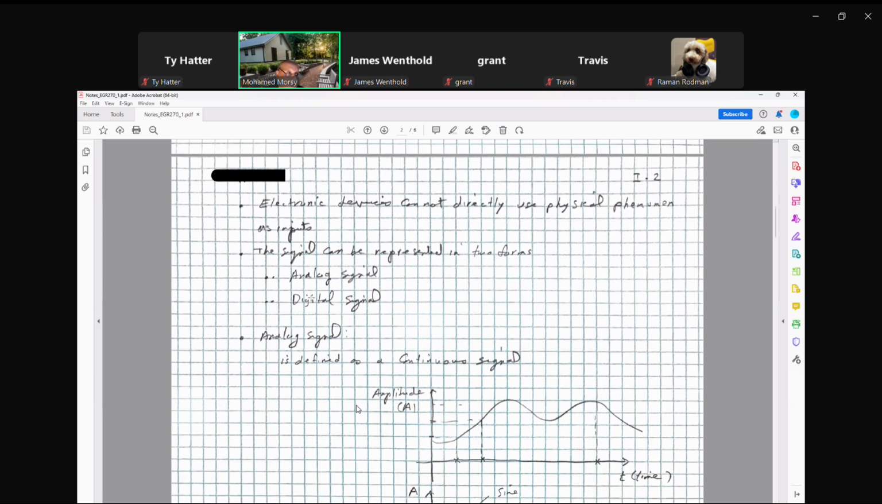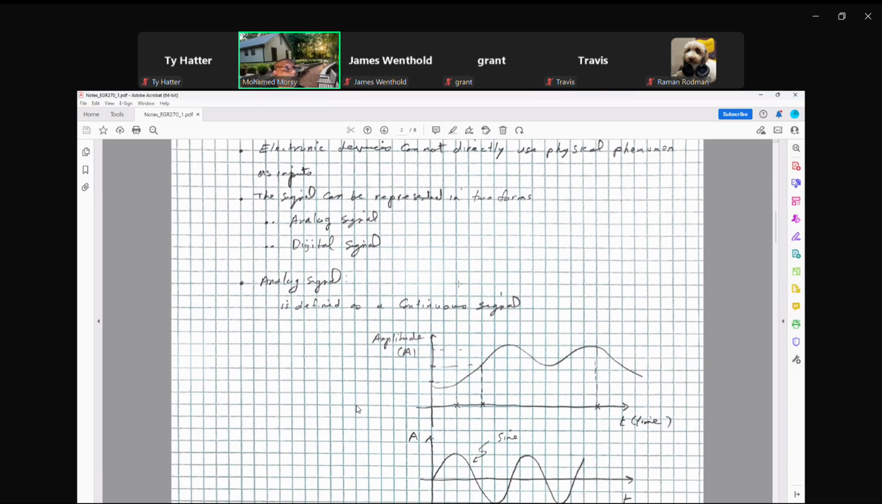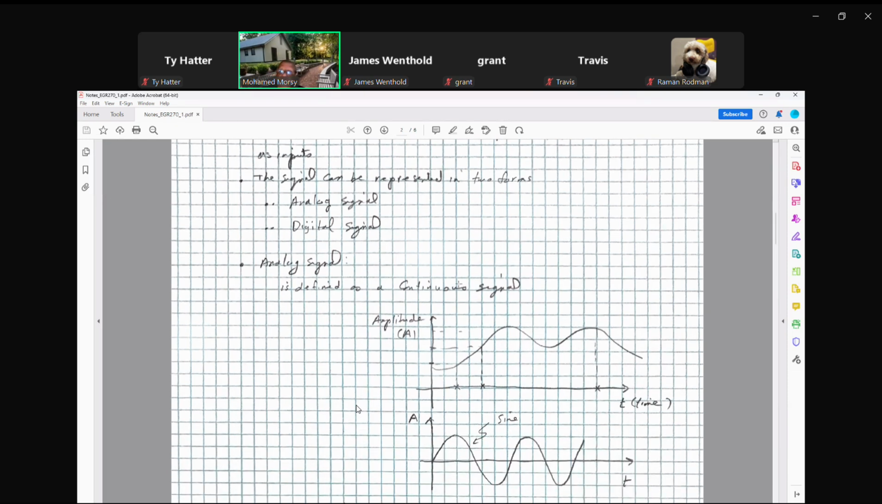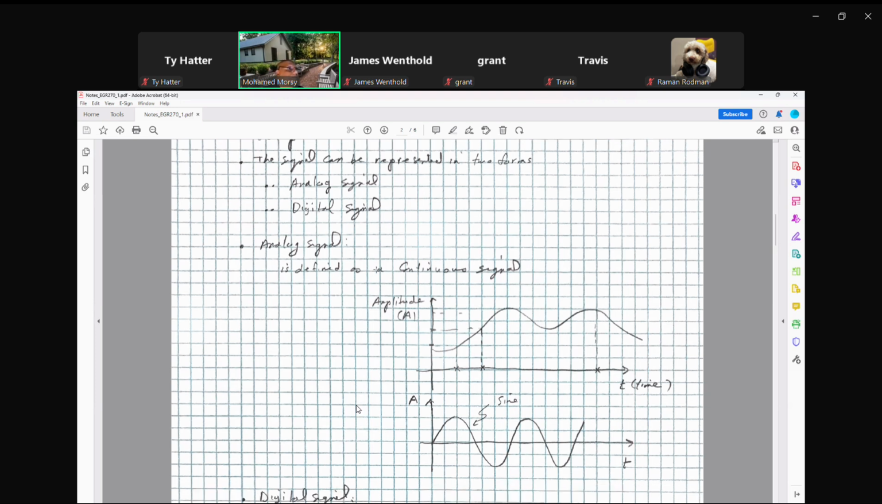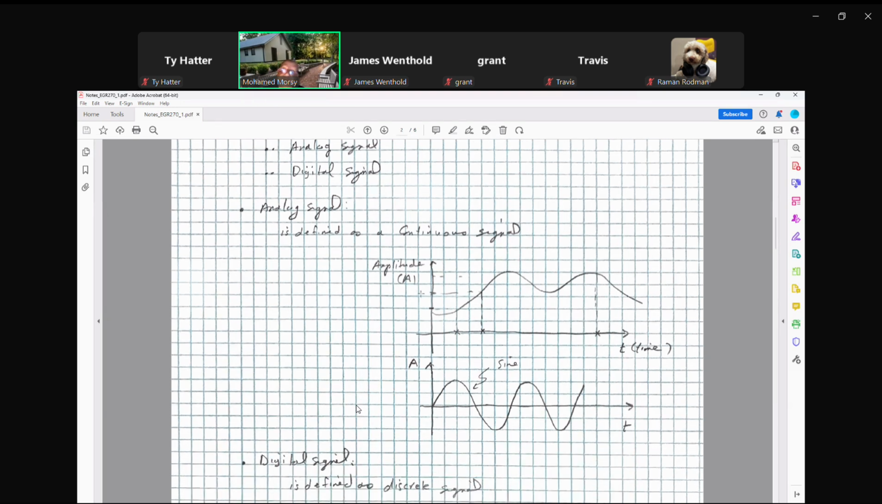If our system is analog, the input must be analog. If we have an analog system and the input is digital, it's like trash for the system. The same for a digital system. If it is digital, the input signal must be digital. Otherwise, it's like input noise. It must be the same format as the system.